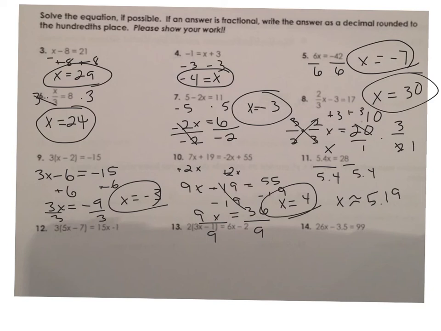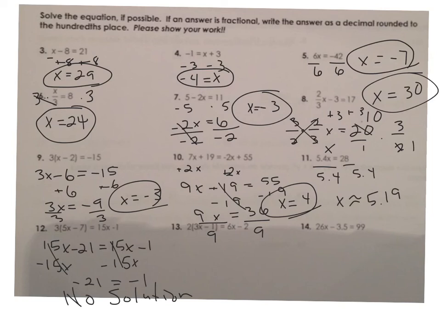On 12, the distributive property with the 3 would give me 15x. 3 times a negative 7 would be negative 21 equals 15x minus 1. So, I'm going to minus 15x from both sides. And those both cancel. You get negative 21 is equal to negative 1. Well, that doesn't make a lot of sense. And when it doesn't make a lot of sense like that, we call that a no solution.